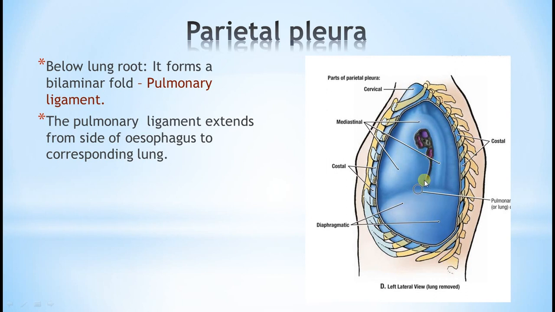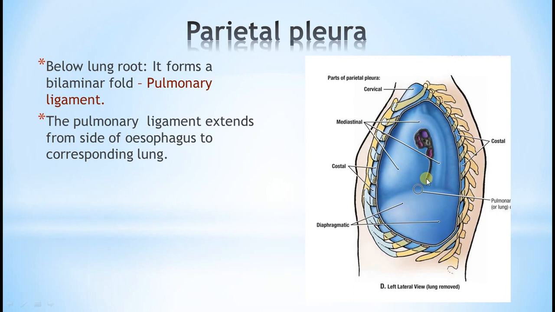Now above, what happens? Below it is a blind fold, these two layers. Above, it is continuous with the mediastinal pleura which is enclosing the lung root. So this is the pleura which is enclosing the lung root, where it is continuous with the visceral pleura or the pulmonary pleura. Below, it forms a blind bilaminar fold.